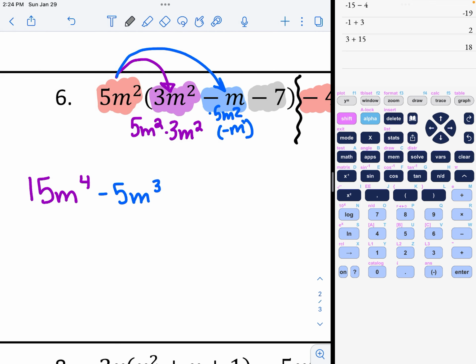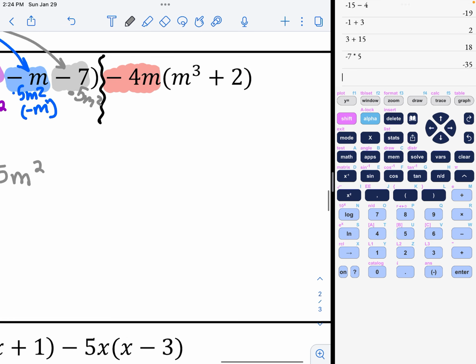Okay, let's do another one. So this negative 7 is going to have to get multiplied by 5m squared. So it's going to be a negative 35 when you multiply those two numbers, negative 7 times 5. And then the m squared hops beside it.